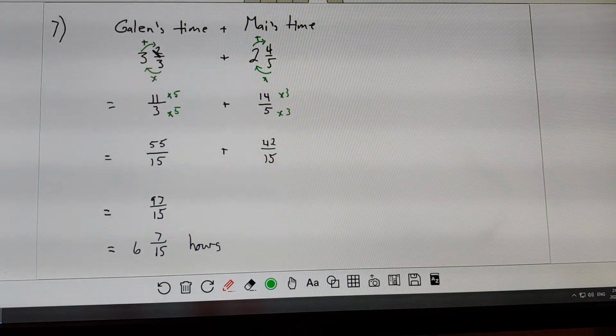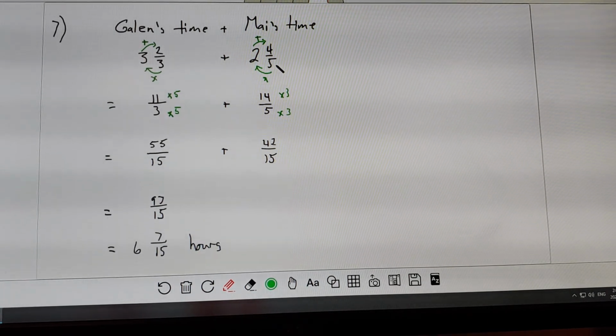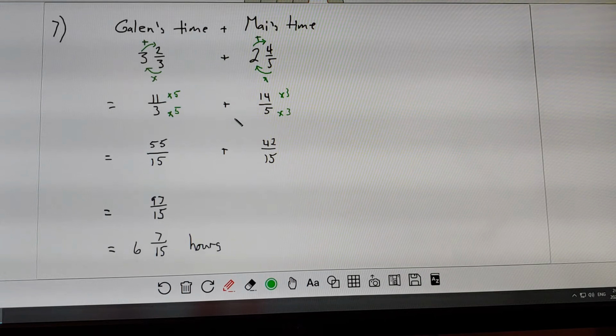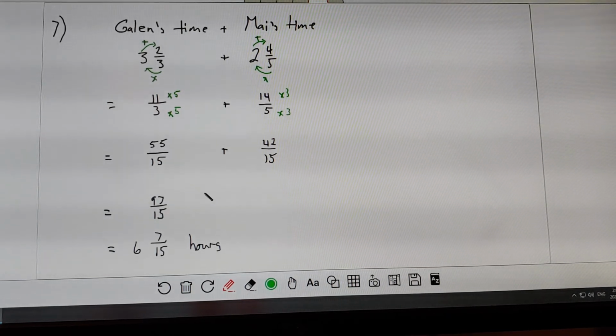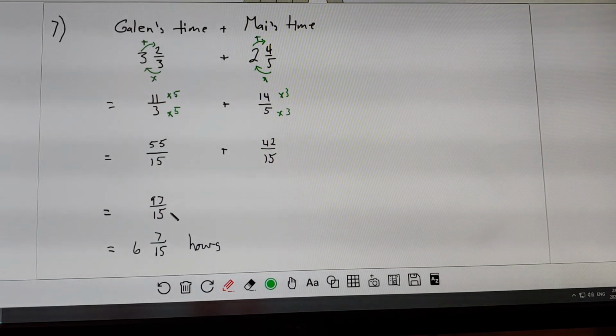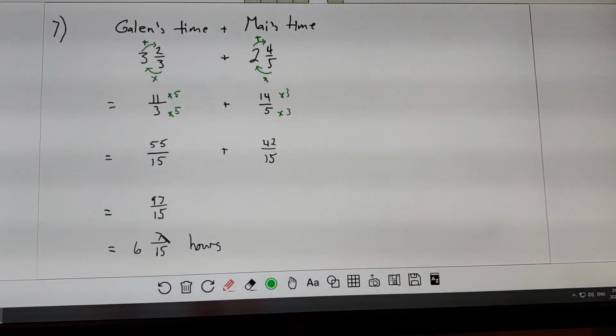3 times 3 is 9, plus another 2 is 11. 2 times 5 is 10, plus another 4 is 14. Looking for common denominators now, I'm just multiplying them together. So this whole fraction by 5, this whole fraction by 3. Gives us 55 over 15 and 42 over 15. Add the numerators, 97 over 15. And then just how many groups of 15 can you get in 97? We get 6 whole groups. Once we take those out, there's 7 left over.